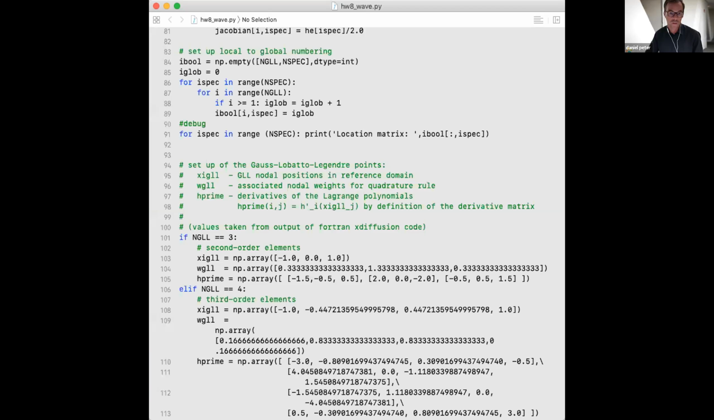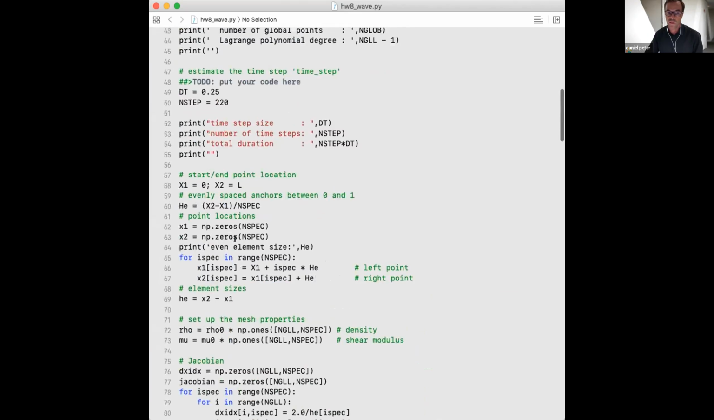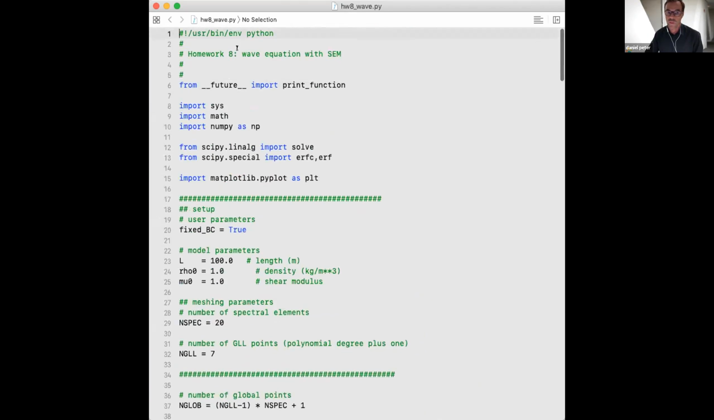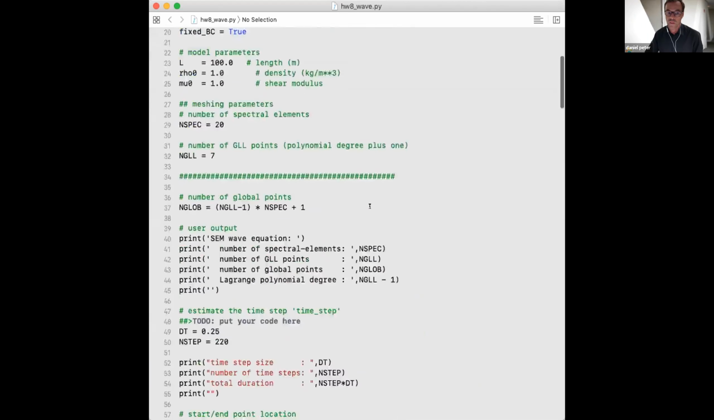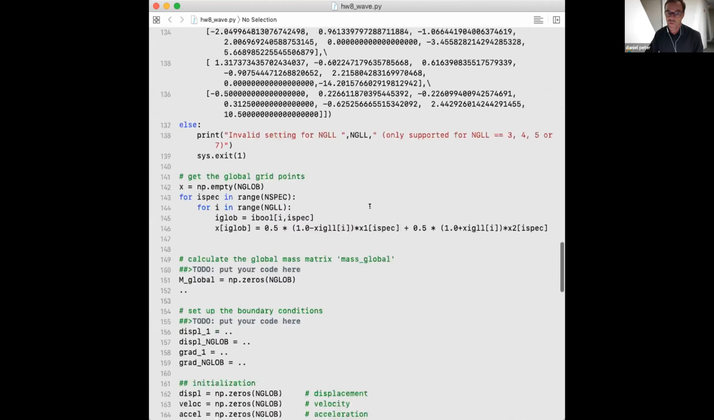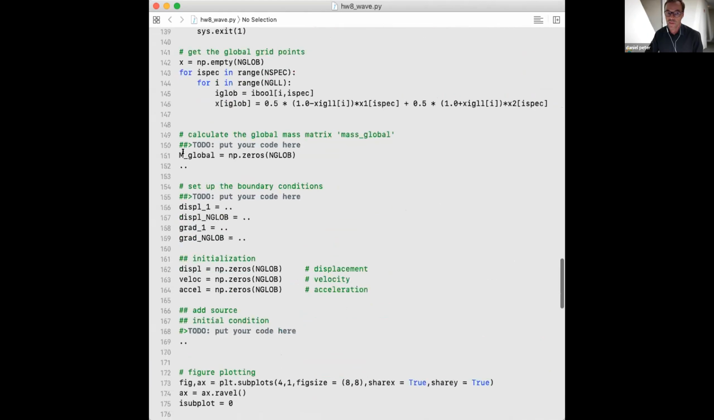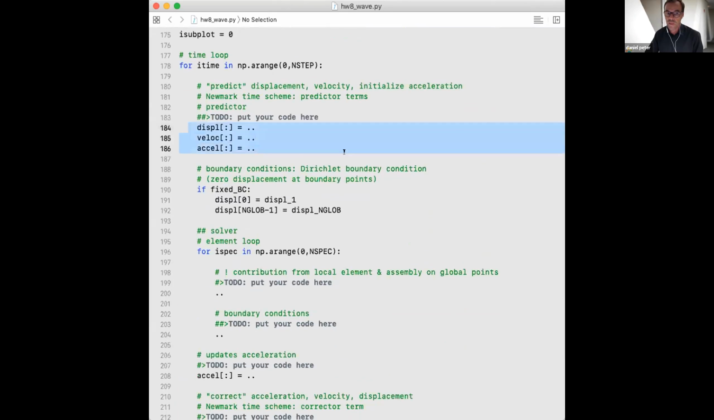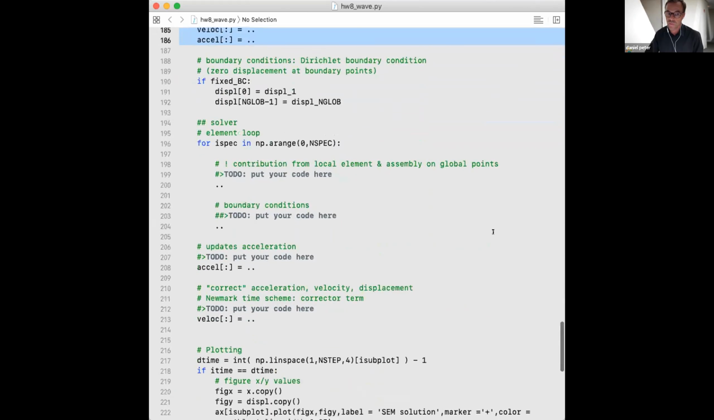Let's quickly show you that. So this would be the Python template for the wave equation. And it's very similar to the previous example with the setup. Then here again, you would look at what the mathematics contribution is, you do the assembly. And then figure out how this Newmark scheme, for example, would look like, etc.